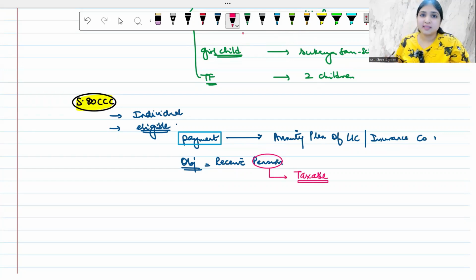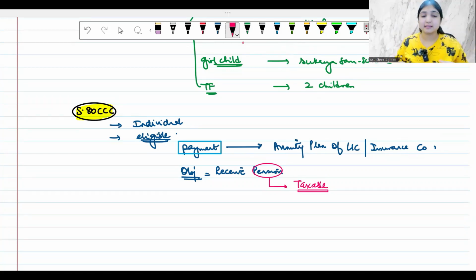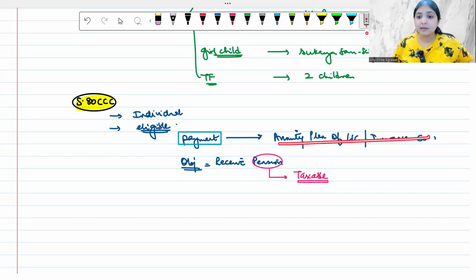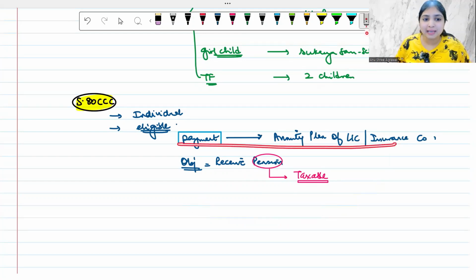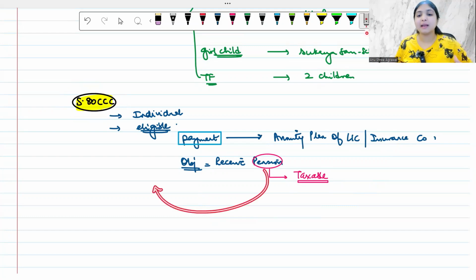Okay, it's like this. While I'm working, I'll save money for my retirement by making contributions towards this annuity plan of LIC. When I retire, I will expect this insurance company to give me pension. When I make the payment to the plan, I'll get 80CCC deduction. Later, when I receive pension from this plan upon my retirement, this will be taxable for me.